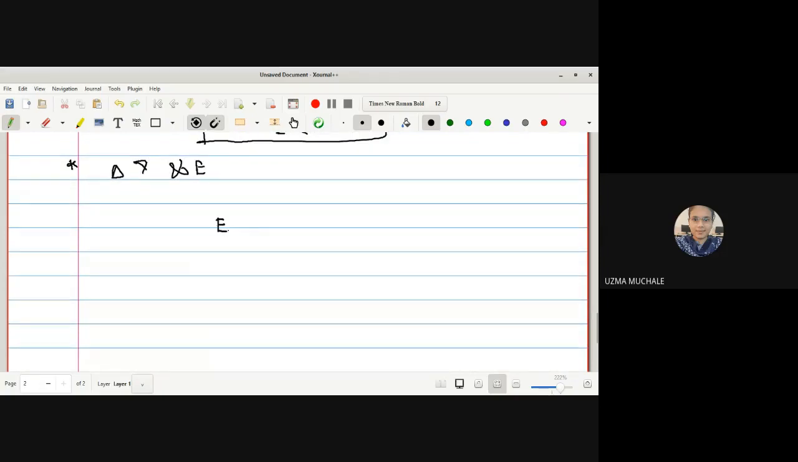Let us write down E into the backward difference operator, which is E into 1 minus e raised to minus 1. So if I multiply E inside, it is E minus e raised to minus 1 into E. What is the result of these two? E raised to minus 1 plus 1 will be e raised to 0, which is 1. What is e minus 1? It is the forward operator.